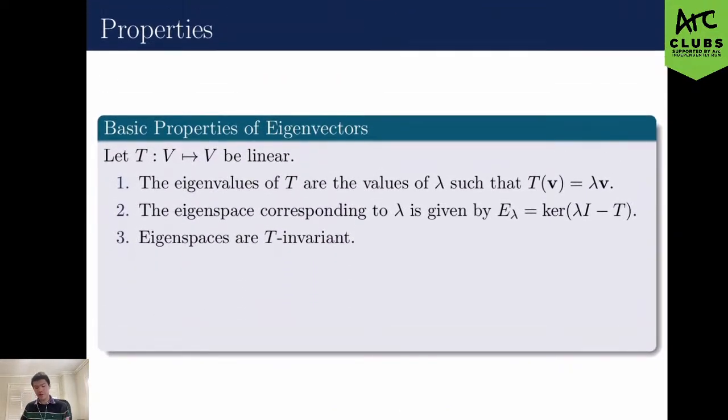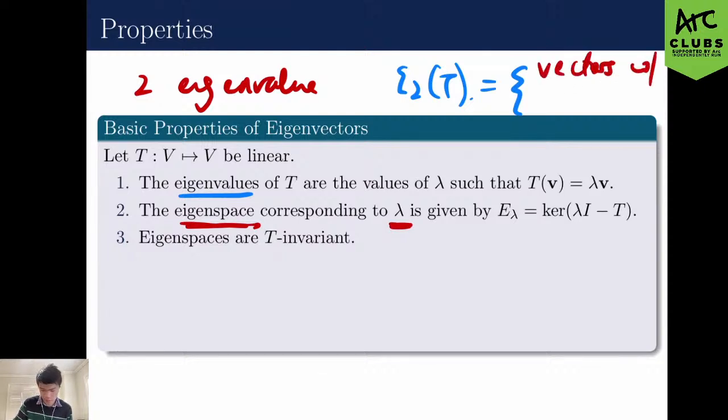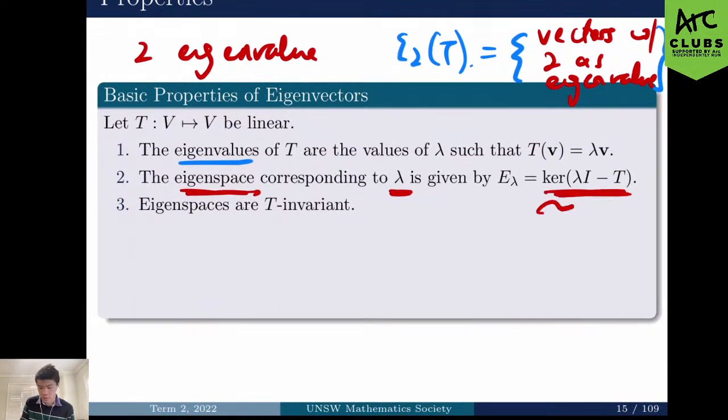Cool, and so when we talk about eigenvectors, recall again that we have these eigenvalues, and a new definition is called the eigenspace. The eigenspace corresponding to lambda, we write it as E of lambda. So if, for example, 2 is an eigenvalue, then E2 of this transformation is equal to the set of all vectors with 2 as an eigenvalue. And we've actually written it over here.